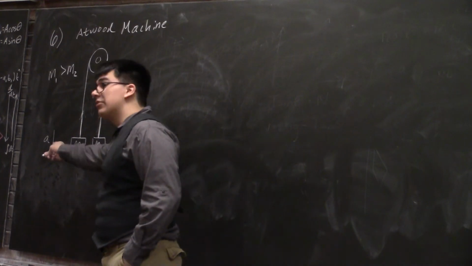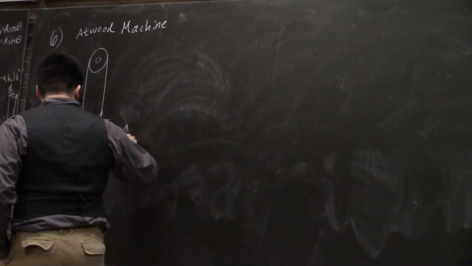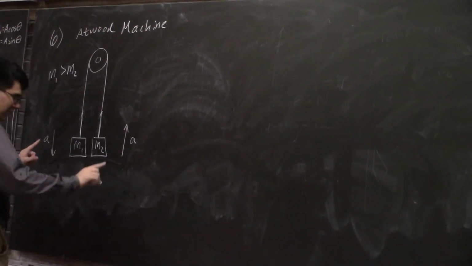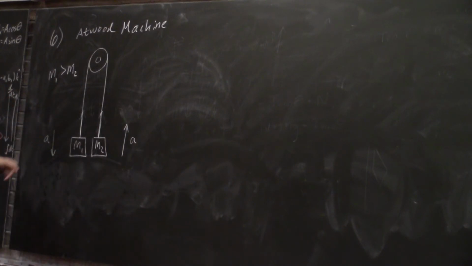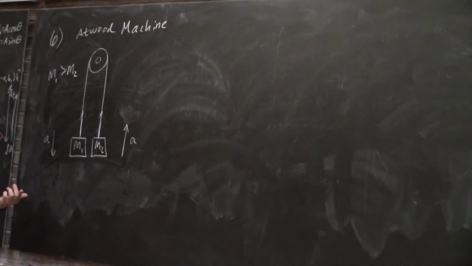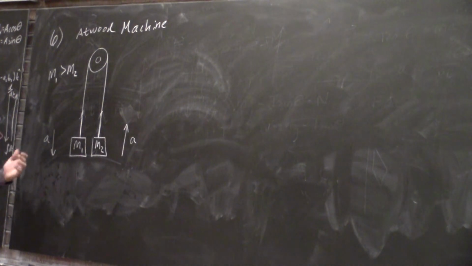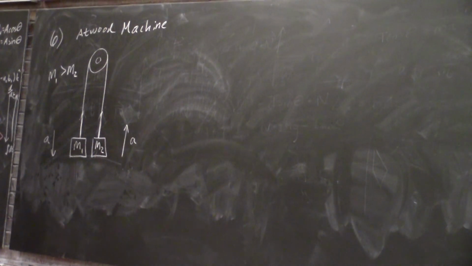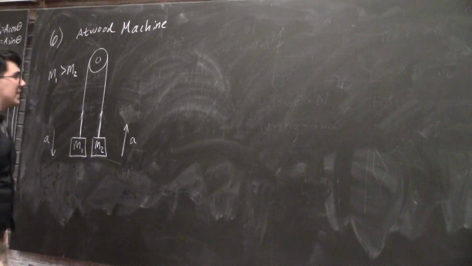Right, the same acceleration that m1 is going down with. Now, on a pulley, if this one is going up and this one is going down, they're actually going in the same direction, because all the pulley does is redirect force. Now, let's get into some of the more hairy details.